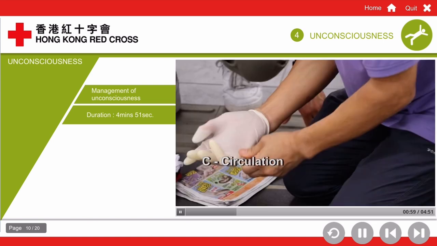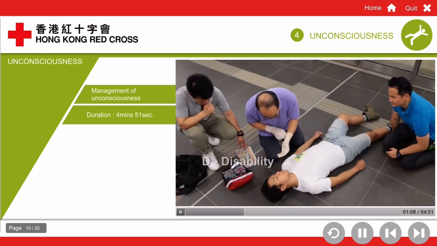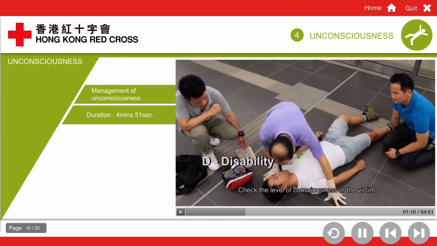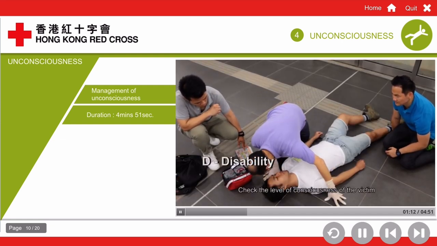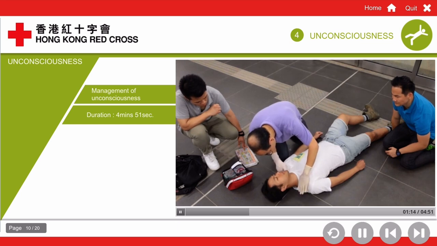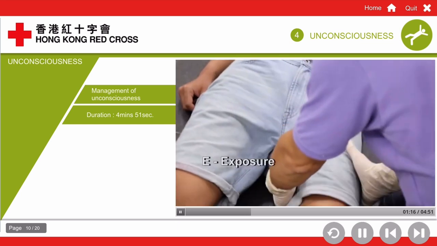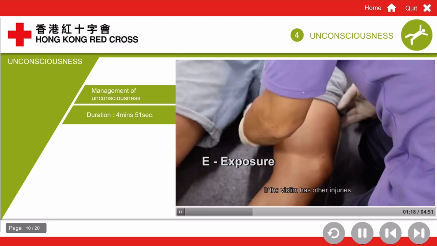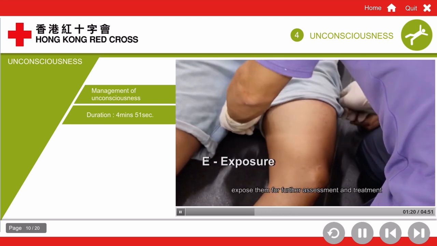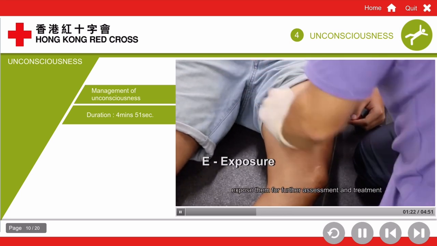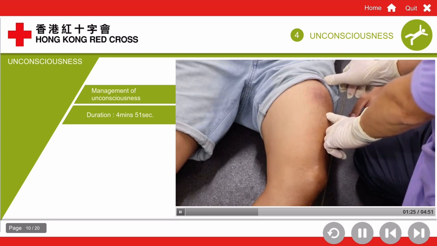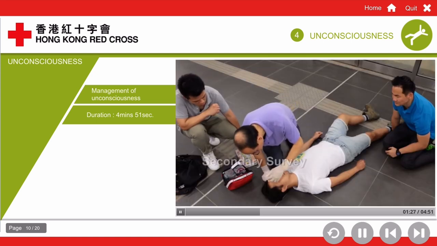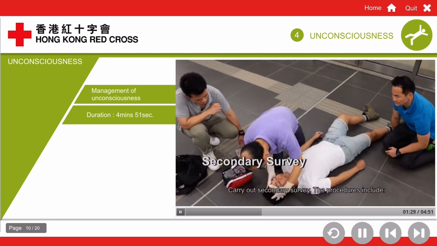C, Circulation. Check the signs of blood circulation. If there's severe bleeding, manage it immediately. D, Disability. Check the level of consciousness of the victim. E, Exposure. If the victim has other injuries, expose them for further assessment and treatment. Secondary survey. Carry out secondary survey.